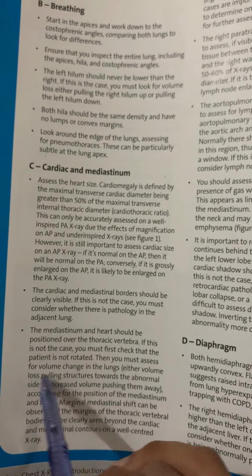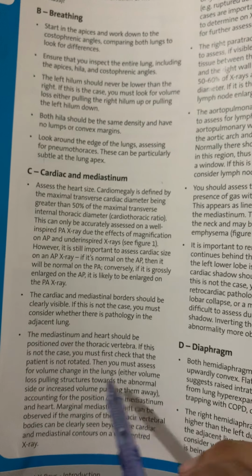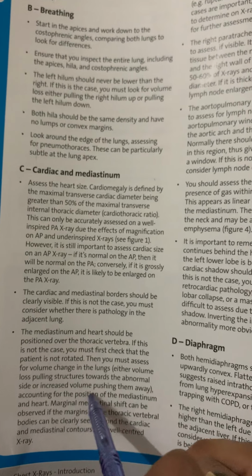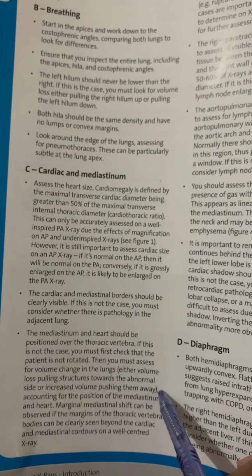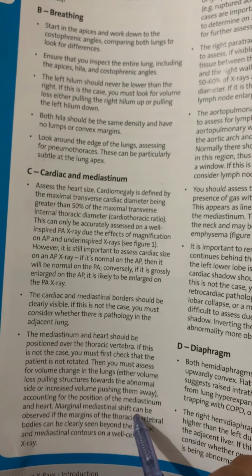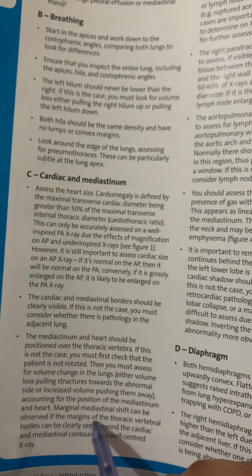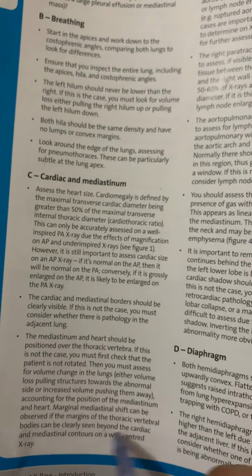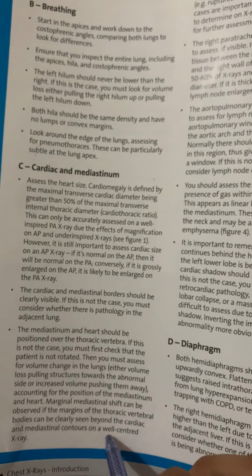Then you must assess for volume changes in the lung, either volume loss, pulling structures towards the abnormal side, or increased volume pushing them away, accounting for the position of the mediastinum and the heart. Marginal mediastinal shift can be observed if the margins of the thoracic vertebral bodies can be clearly seen beyond the cardiac and mediastinal contours on a well-centered X-ray.